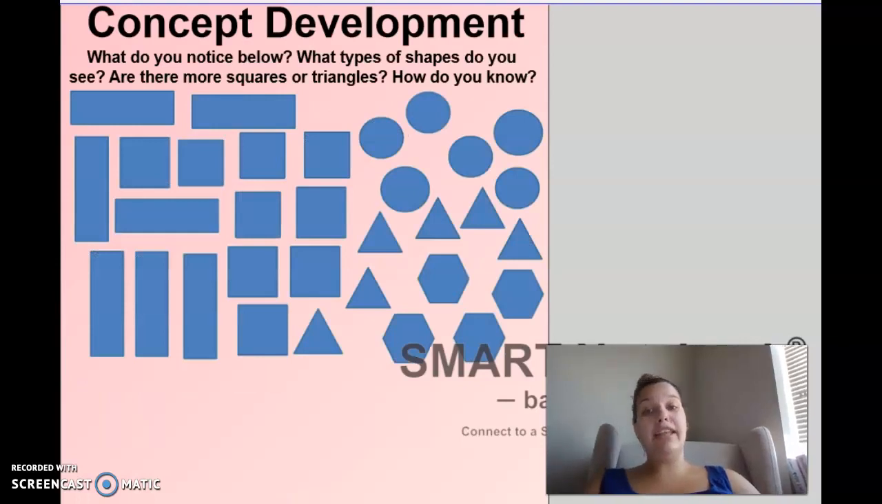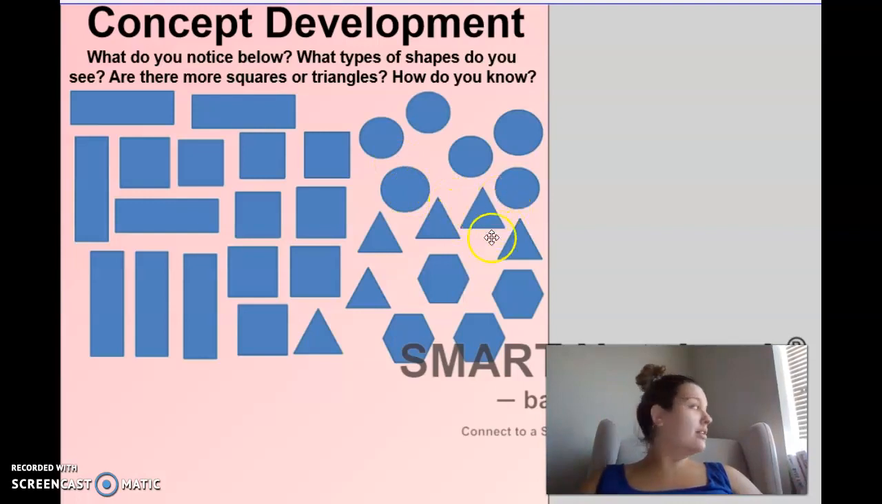So we're going to dive right in today, and I want to talk about the shapes we see on our screen. What kind of shapes do you see? Does anyone remember this shape? A rectangle, very good. Does anyone remember this shape? A square, which has our 4 equal sides. Do we remember this shape? A circle, it just goes around and around.